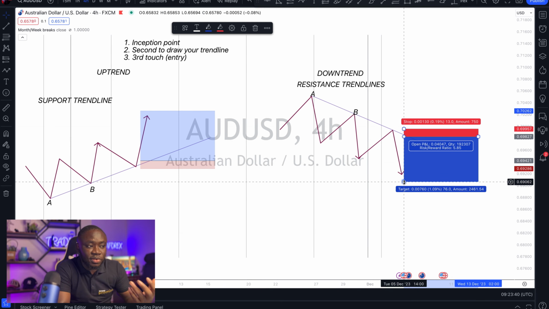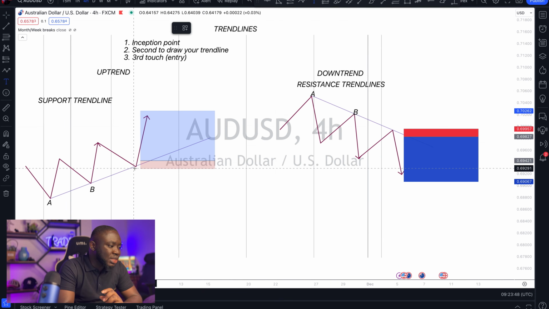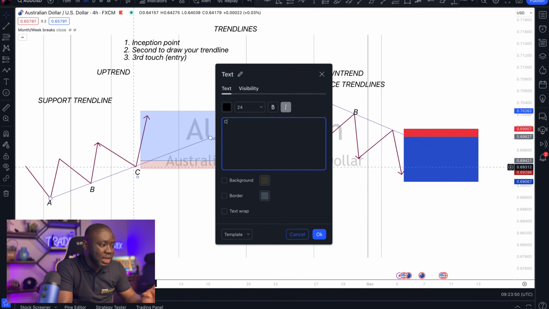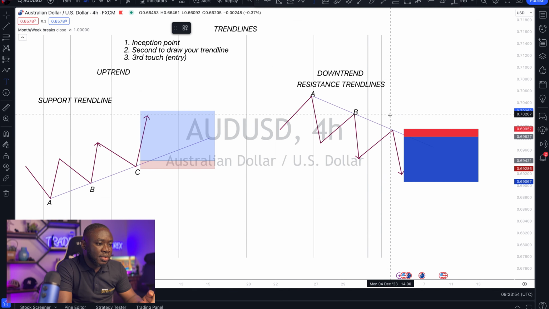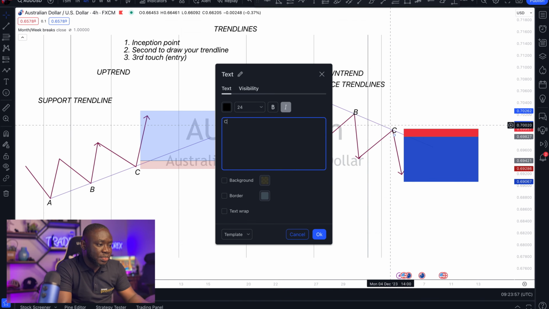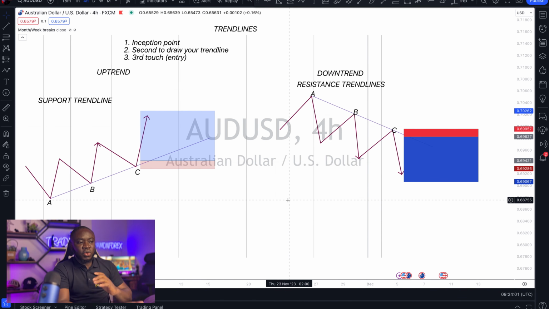And then your take profit levels are all based on the structure of the market. So all you need, the most important thing for your trend line, is what happens at point C, which is your third touch. So as you can see, this is how I actually apply my trend line.